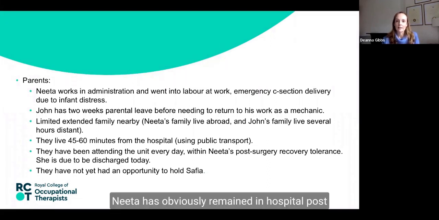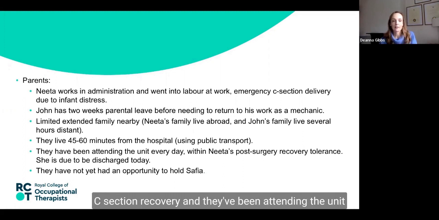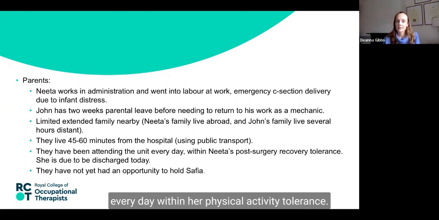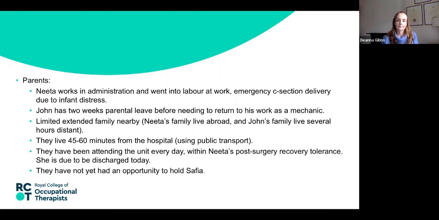Nita has obviously remained in hospital post C-section recovery, and they've been attending the unit every day within her physical activity tolerance, but she's due to be discharged today. And they have not yet had an opportunity to hold Sophia.